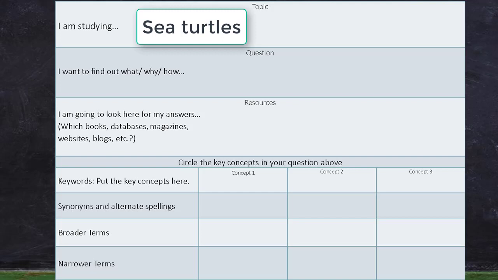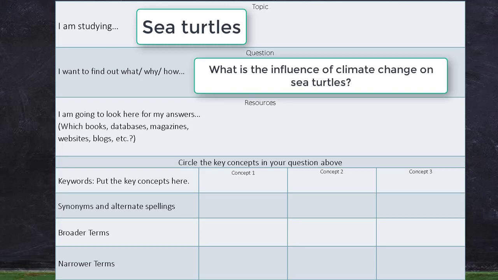Just sea turtles is a pretty broad category. It'll be tough to write a scholarly paper on just sea turtles. Too little detail will leave you with an encyclopedia entry, and too much detail will leave you writing a book. The best way to get around this is to look at one aspect of the topic you find interesting or significant. I think we could ask, what is the influence of climate change on sea turtles?